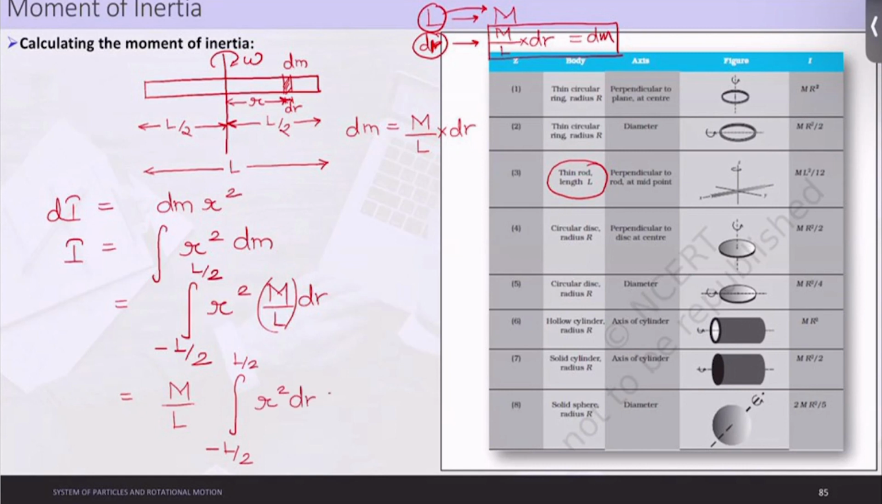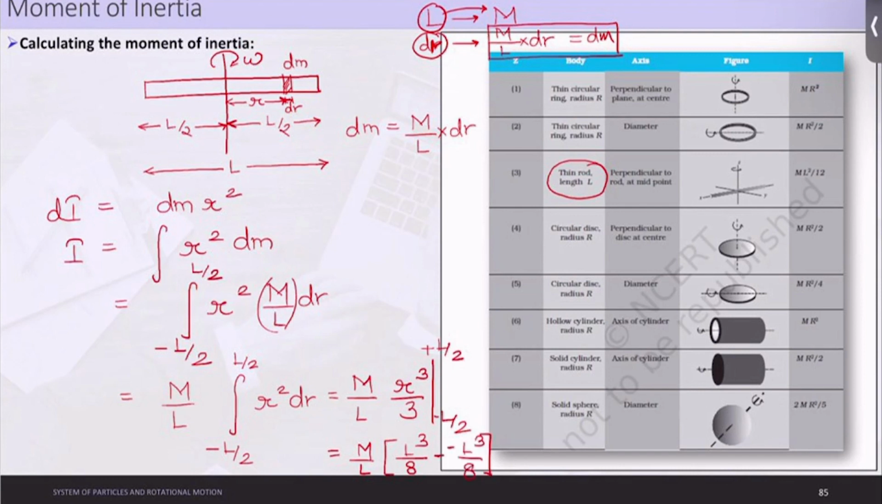dr. What is it equal to? It is M by L into r cube by 3, going from minus L by 2 to plus L by 2. Just put the values here. What you will get is r cube by 8 minus L cube by 8.